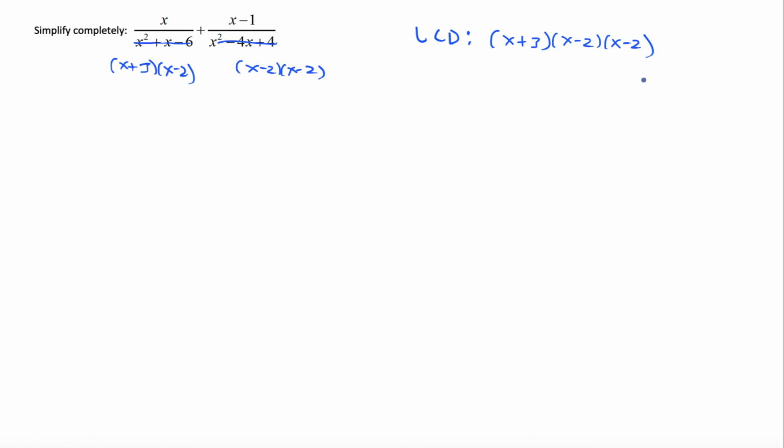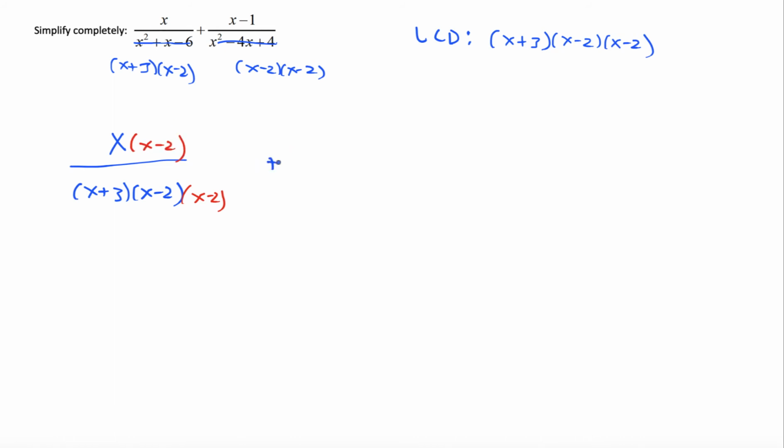So now that we have the LCD, remember we do what's called building the equivalent form. Now this is the original first fraction here, right? But remember, we want this fraction to have the LCD. This is the LCD with that extra x minus 2. So what does that mean? It means that we should multiply the numerator by x minus 2 also.